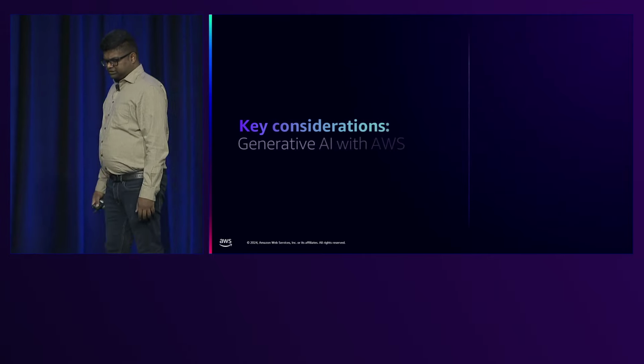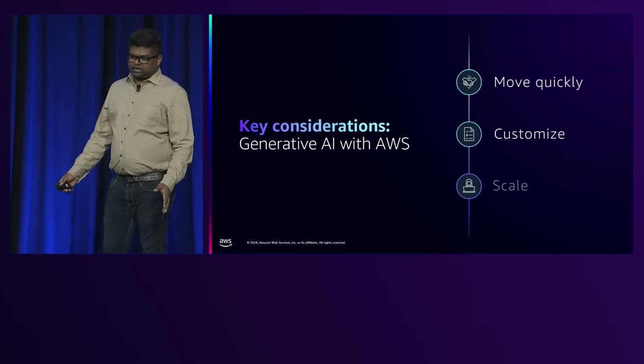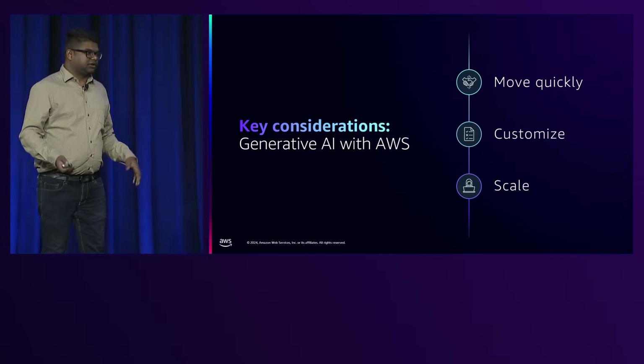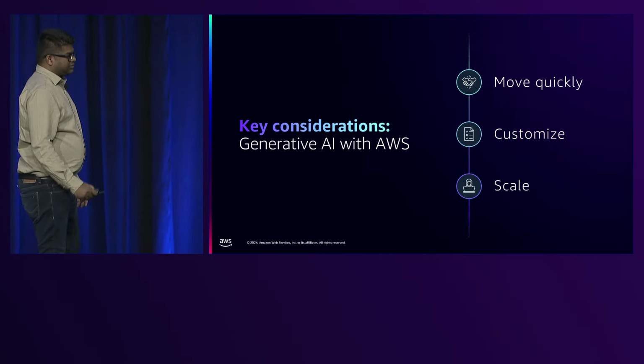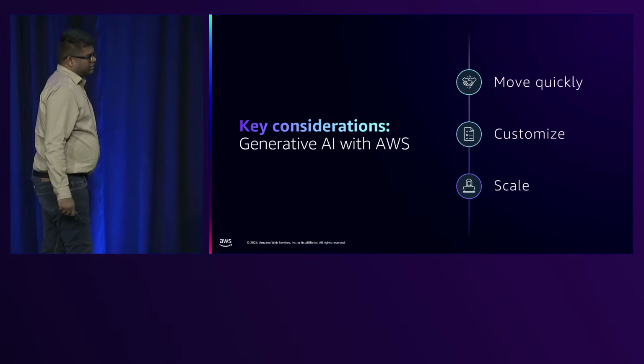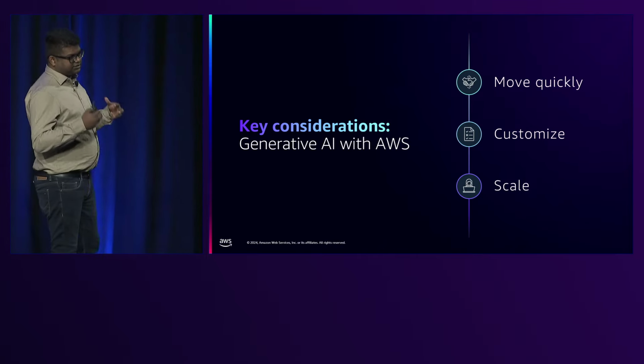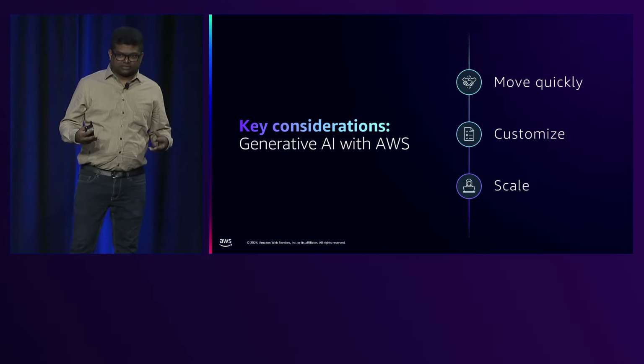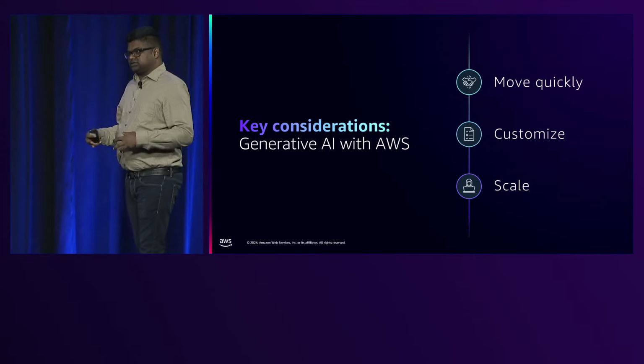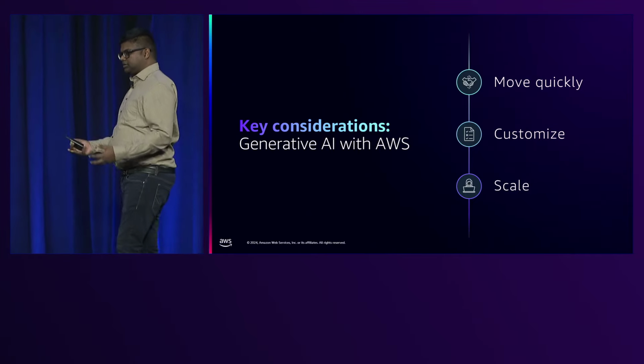So to summarize the key challenges or considerations, if you will, in terms of deploying generative AI in production, it's along 3 lines, right? You want to be able to move fast. You want to enable your data scientists and ML engineers to build their models fast, deploy them fast, and be able to scale as they go forward as well.